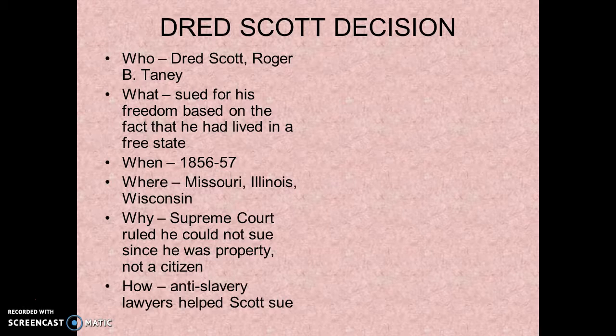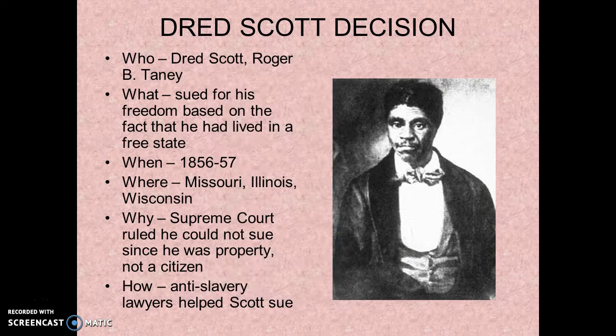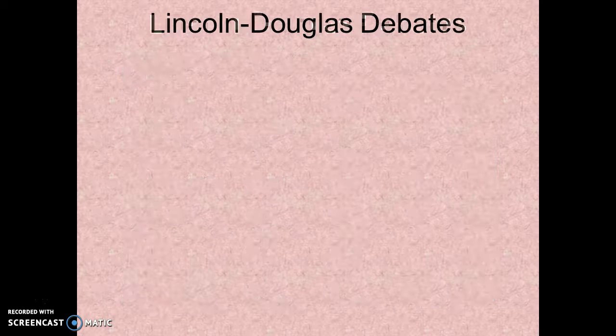The background of this case, like we talked about in class, abolitionist societies raised money for Dred Scott to provide him the means to have a lawyer to sue for his freedom. There's a drawing of Dred Scott.